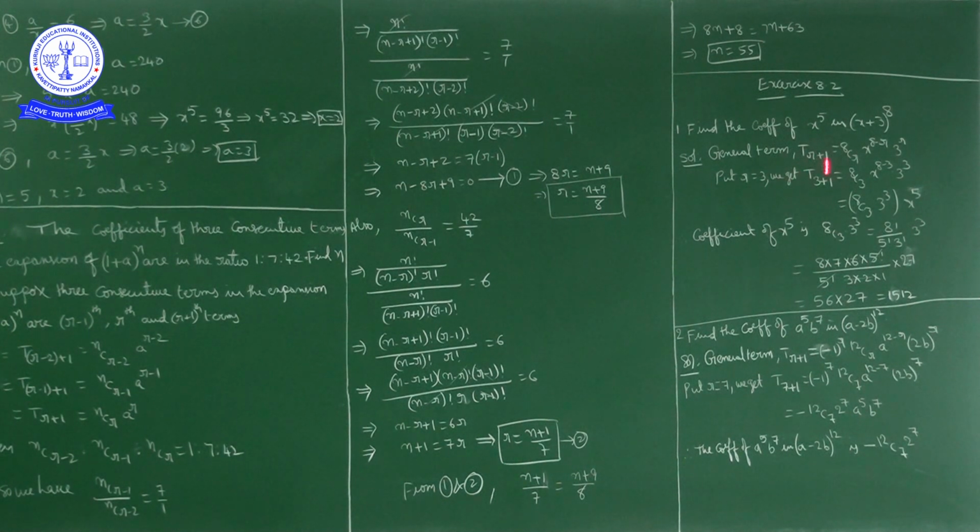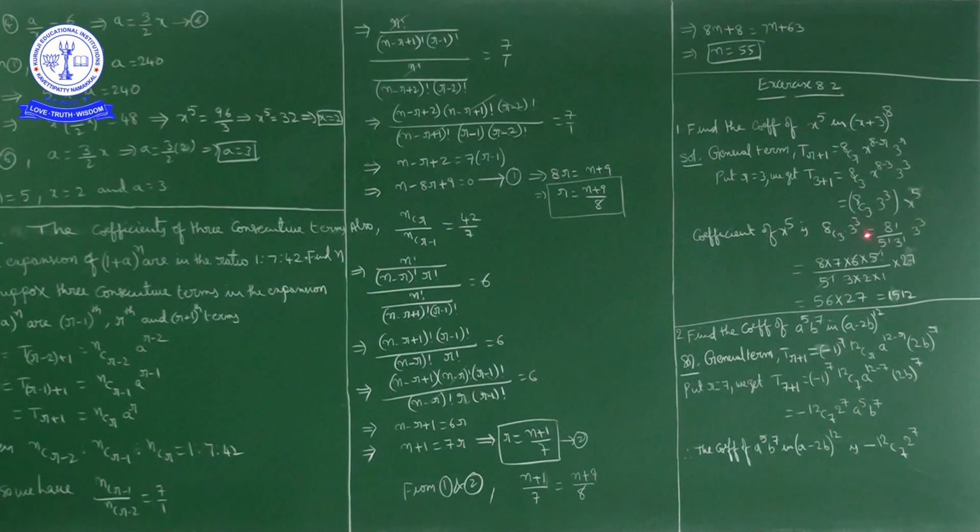Then what we get? T 3 plus 1 is equal to 8C3 into x power 8 minus 3 into 3 power 3. Okay. So, what we can write? 8C3 into 3 power 3 into x power 5. So, the coefficient of x power 5 is 8C3 into 3 power 3.